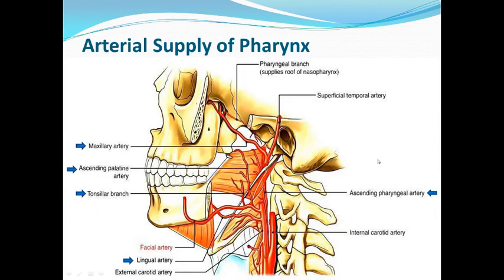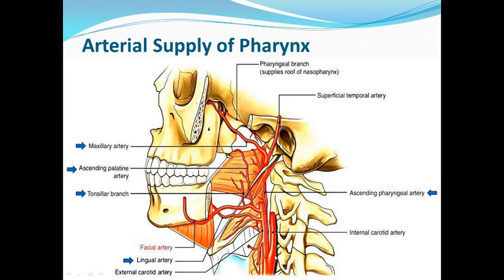Now, talking about the arterial supply of the pharynx. Basically, there are chiefly four arteries that will supply arterial blood to the pharynx. The first one is the ascending pharyngeal artery. This is the ascending pharyngeal artery. You can trace it. It is a direct branch of the external carotid artery.